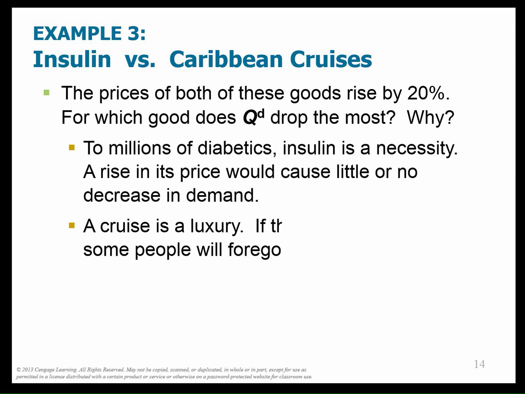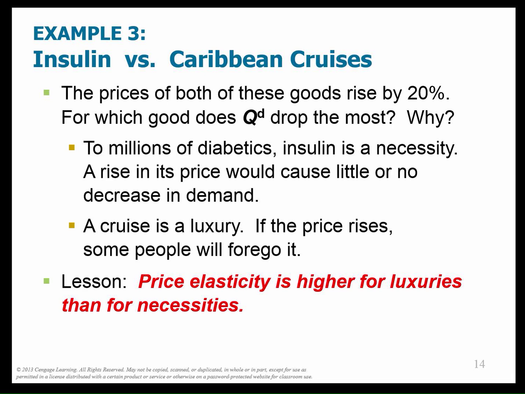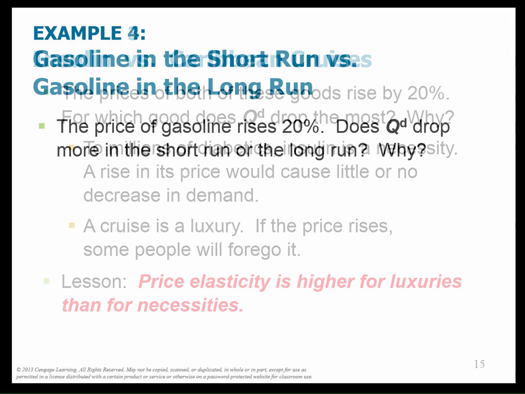Okay, insulin versus Caribbean cruises. Think about this. If the price of insulin goes up, people still have to buy it. Otherwise, they will suffer health consequences. So insulin is inelastic. They will not change buying it. But the quantity of Caribbean cruises, because that is a luxury good, people will stop buying it. Okay, remember this as well. Luxuries have higher price elasticity than necessities.